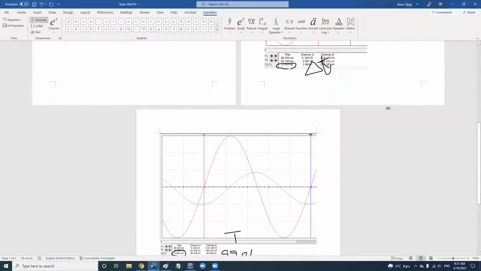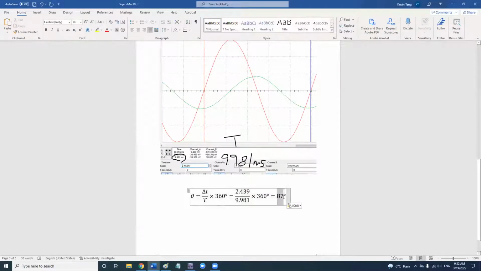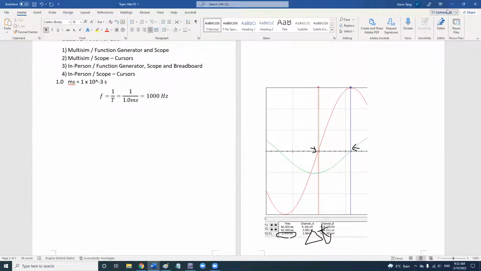So 2.439 divided by 9.981, times 360 degrees. Let me do the calculation. 2.439 divided by 9.981, times 360, that is 87 degrees. Okay, so we got 87 degrees. All right, and that's basically it.